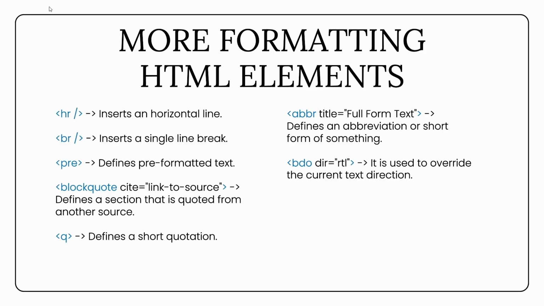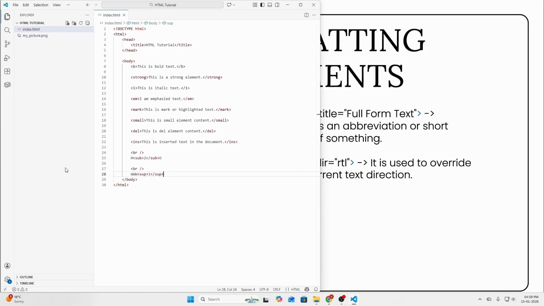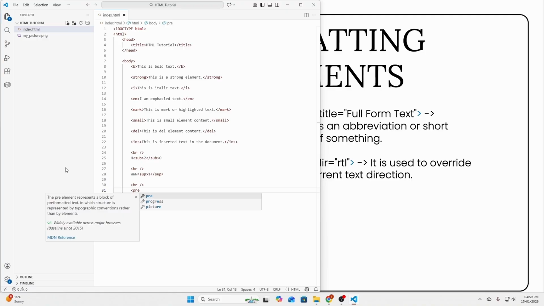And moving forward, we have the HTML pre element that simply defines pre-formatted text. The text inside a pre element is displayed in a fixed width font and it preserves both spaces and line breaks. So in Visual Studio Code, let's add a BR element here first to insert a new line break, and below this let's add our pre element.